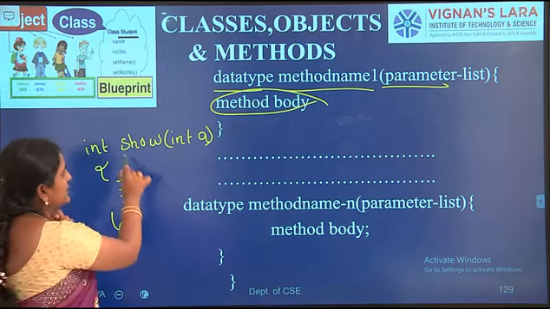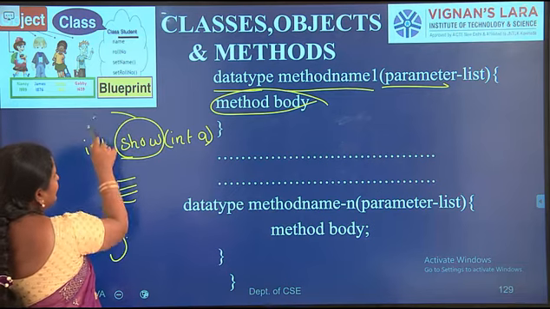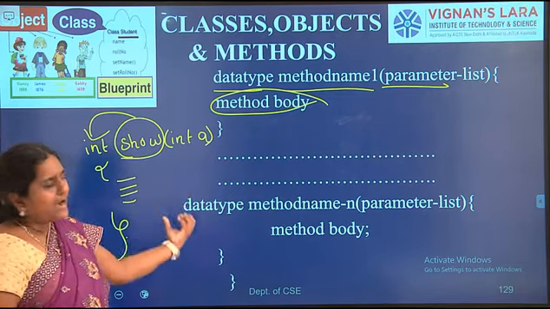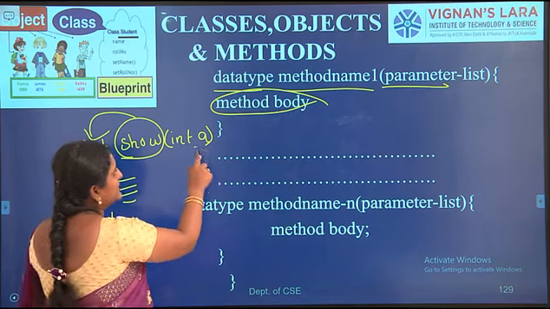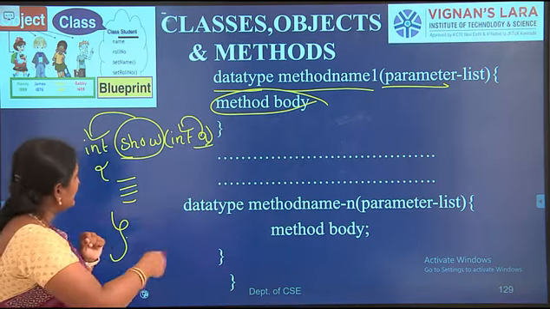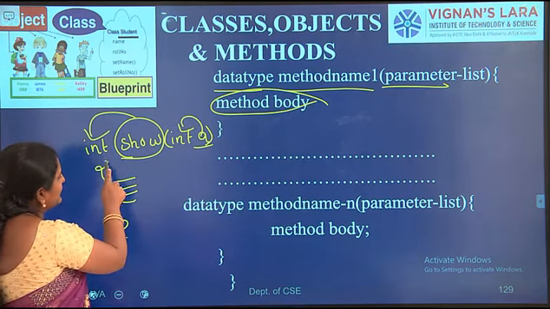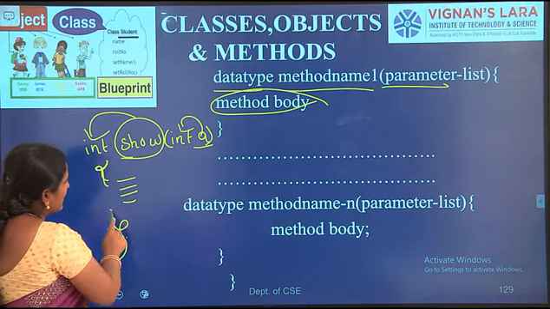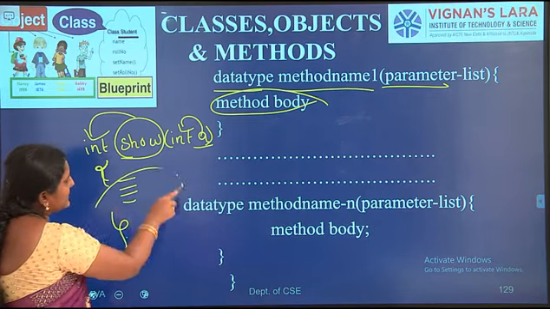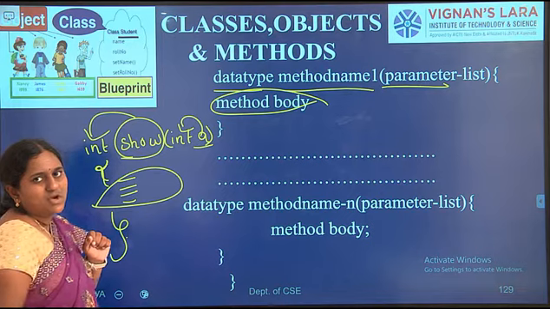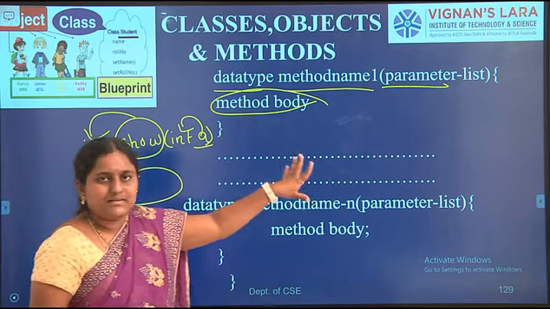Here show is the method name, and show has integer return type. What parameters are we passing? a is the parameter, and it is of integer data type. After the method declaration, we open the curly brace, define the statements within the body, and close the curly brace. This is the syntax for defining methods.